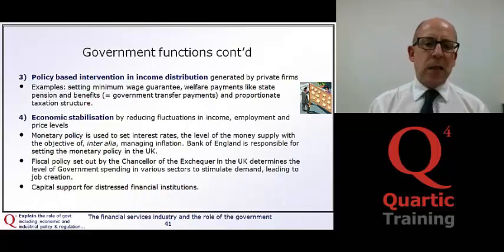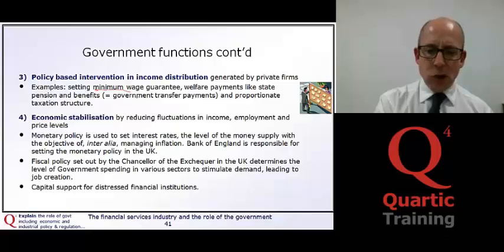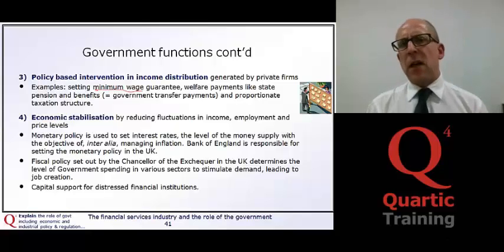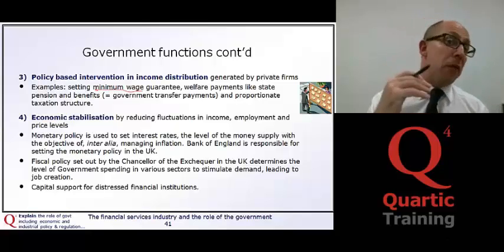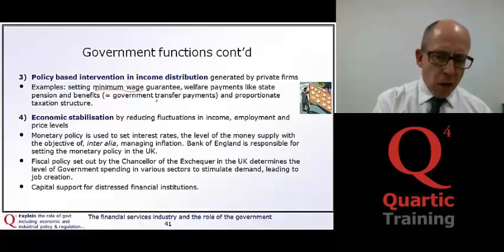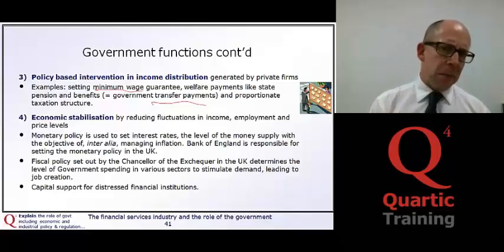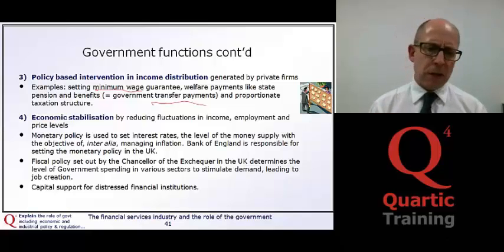Also, the government intervenes in terms of income distribution. So, for example, it sets minimum wages. So, setting a minimum wage above that which, of course, the private sector would leave it at if it was left to its own devices. It also makes transfer payments in the form of state pensions. Other benefits such as unemployment benefits are examples of transfer payments.